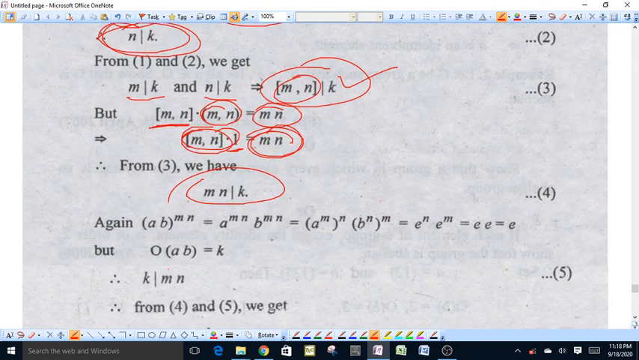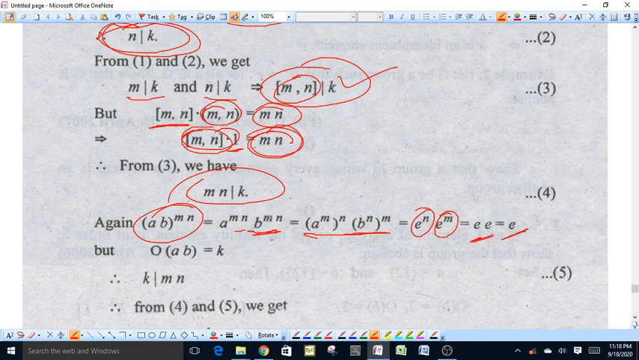Again, (AB) raised to power MN is equal to A raised to power MN, B raised to power MN, which will be equal to (A raised to power M) raised to power N, (B raised to power N) raised to power M. A raised to power M is equal to E, because the order of A is equal to M, and the order of B is equal to N. So E raised to power N into E raised to power M will be equal to E into E, and E into E is equal to E.